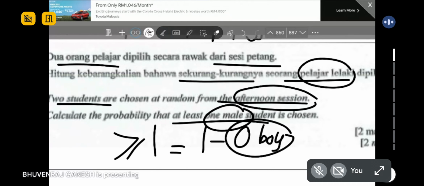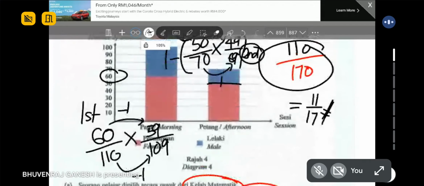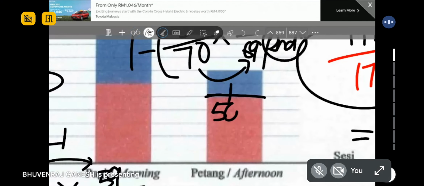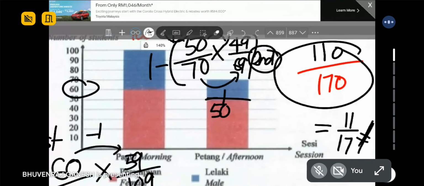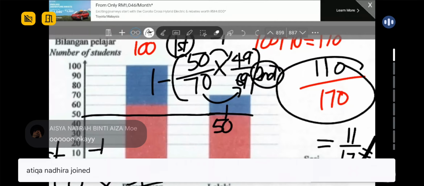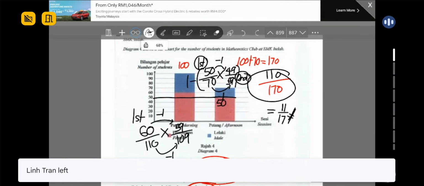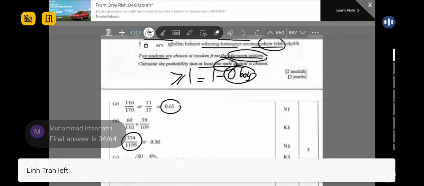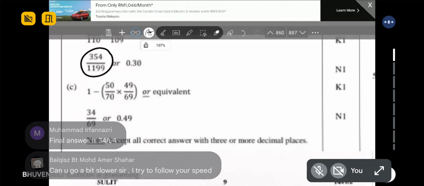Dari mana dapat 50? Oh, 50 kat sini. Nilai ni 50. Cuba baca graf. 50 kan? Aisyah. 50 perempuan kat sini. Okay? Dapat? So, 50 perempuan lah untuk yang pertama. So, kebarangkalian dia 50 per 70. Okay? Alright. Okay, so clear guys? Question 3. Semua orang jelas?